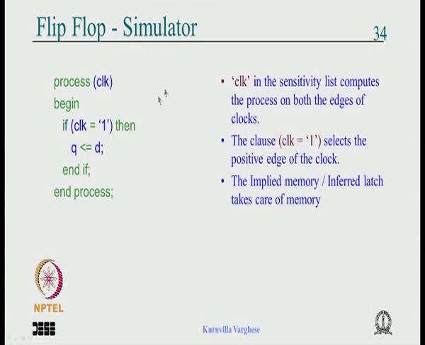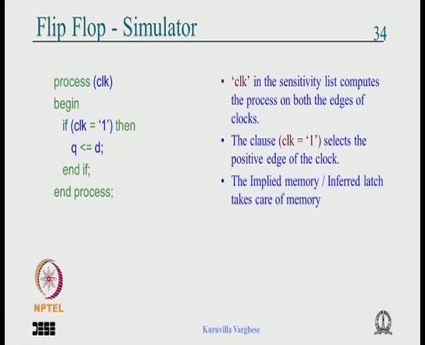Okay, that is what is written here. An event on the clock will make the computation happen, and if clock is equal to 1 will detect the positive edge. Q gets D, end if, and there is no else, so that will memorize it, and that gives you a flip flop VHDL code as far as the simulator is concerned.